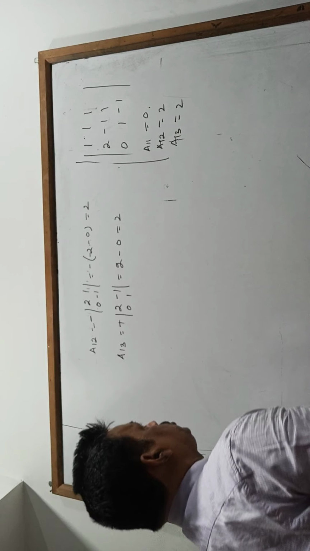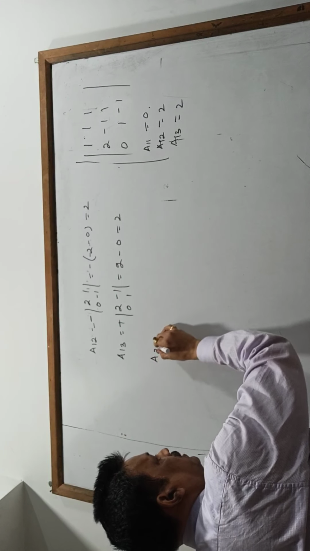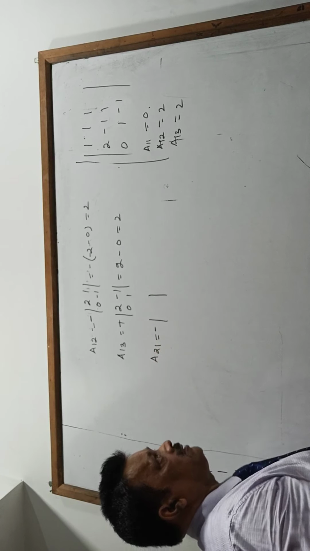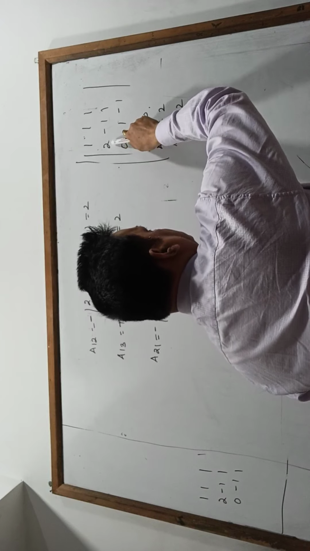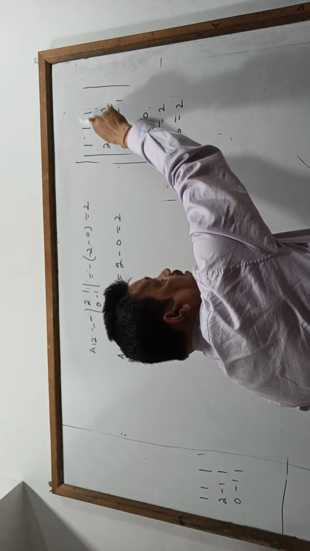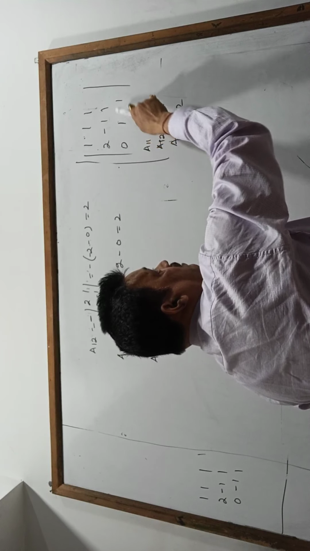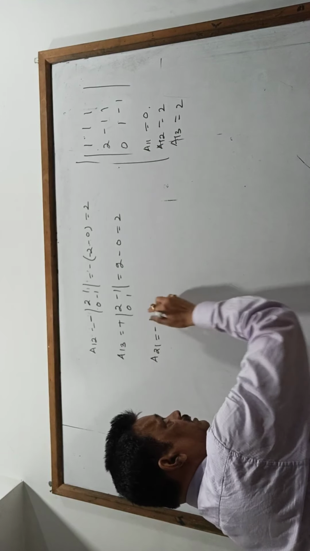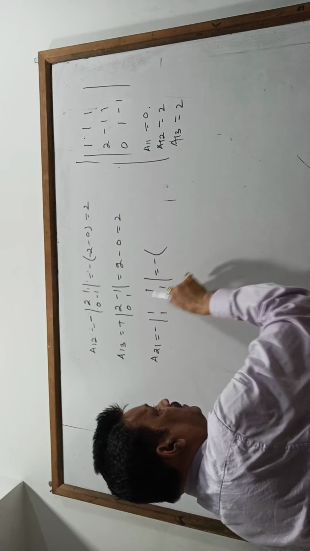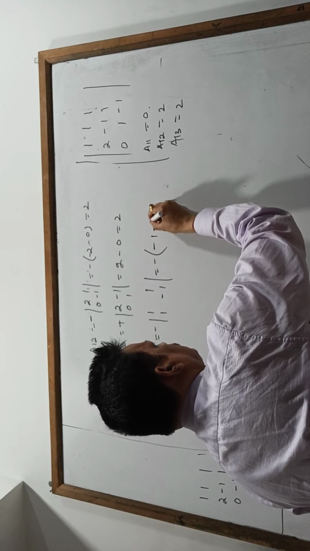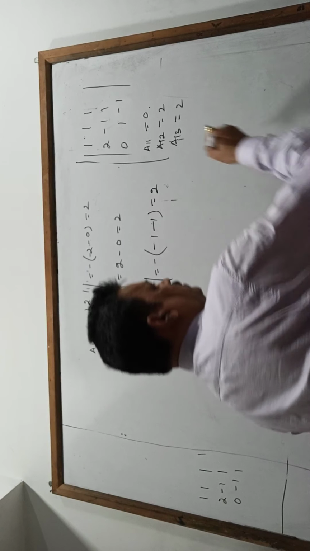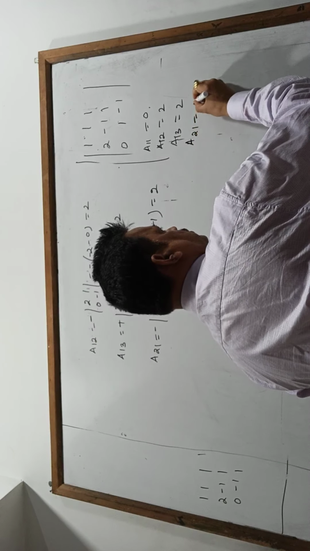Then A21. Negative sign, because 2 plus 1 is an odd number. Which place? This place. Forget these two. What are you getting? 1, 1, 1, minus 1. That is minus 1 plus minus 1, which is again 2. So A21 is 2.